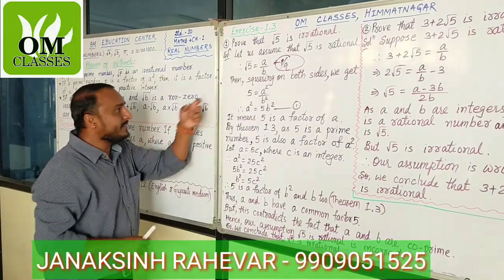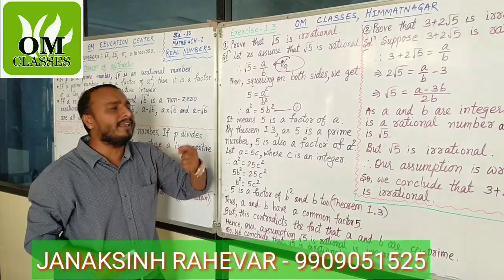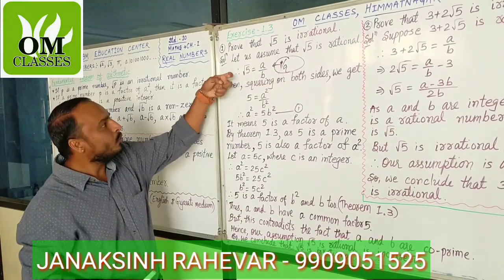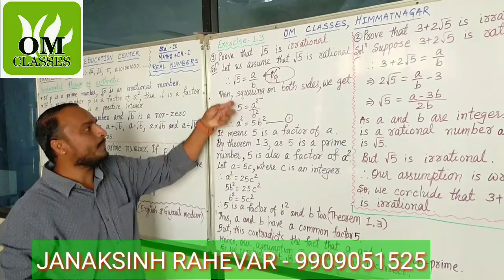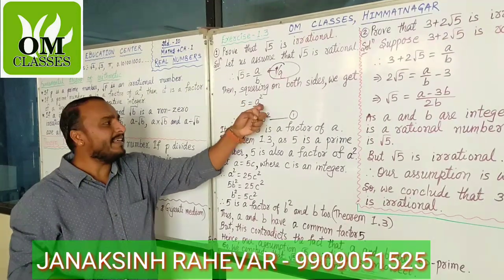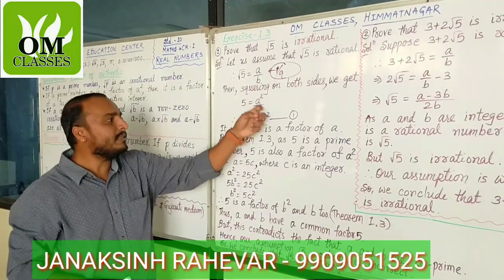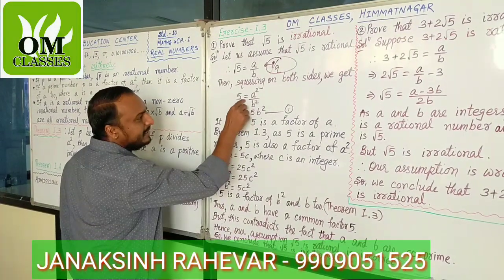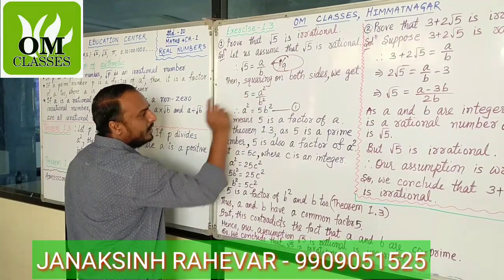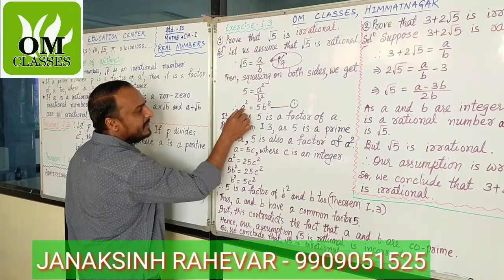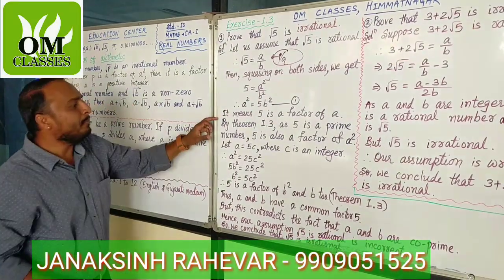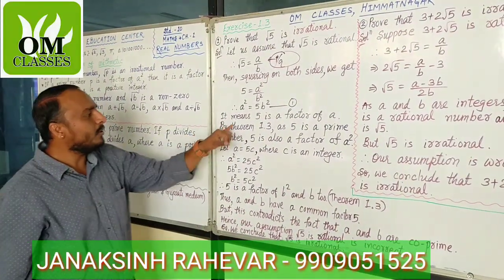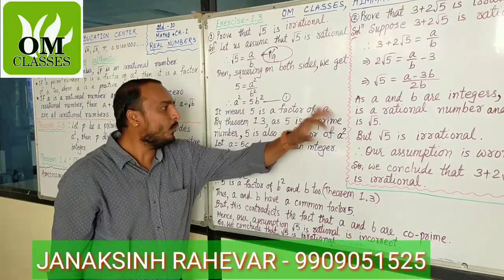Now second step is we have to square them. Then squaring on both the sides we get root 5 squared, which is 5. Square of a is a square. Square of b is b square. So it becomes 5b square is equal to a square. So 5b square is equal to a square. It means 5 is a factor of a square. What does this mean? 5 is a factor of a square.